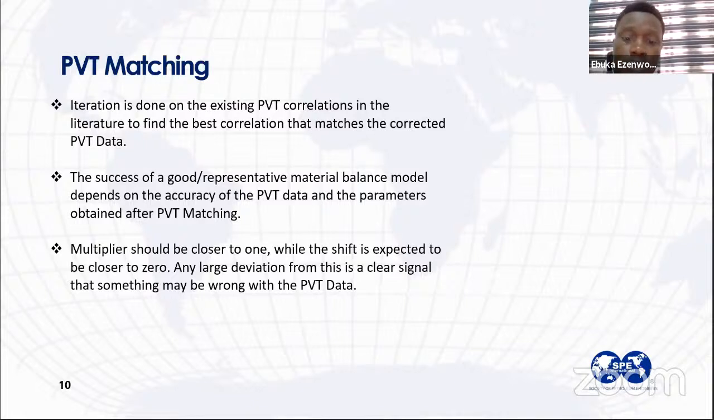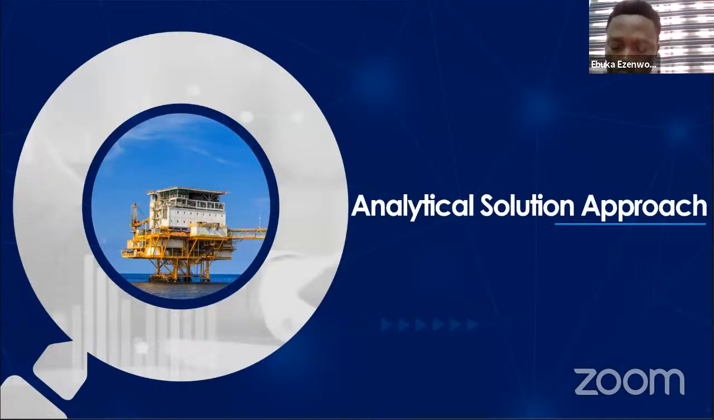So at the end of the day, you get to see the behavior of various correlations with respect to the multiplier value and the shift value. And then you select the one that is closer to 1 for parameter 1 and that of 0 for parameter 2. So when that is done, let's now proceed to talk about the analytical solution approach too.